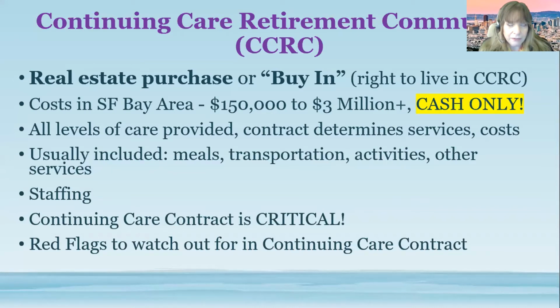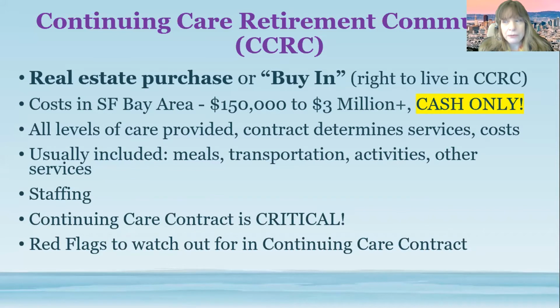Again, all levels of care are provided. You can go from independent living all the way to medical treatment in a skilled nursing facility. And this is why the contract is so important. Your contract controls how much you pay for those services, if you pay anything extra, and how they're charged and how your care level is determined. But usually these places are very nice. They do everything for you: meals, transportation, housekeeping, laundry, cooking, activities, all kinds of fun things. They'll have employees to drive you, to prepare your meals, to do activities. But again, the contract is critical.